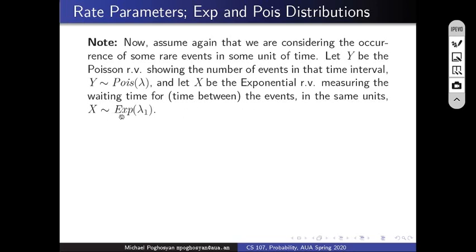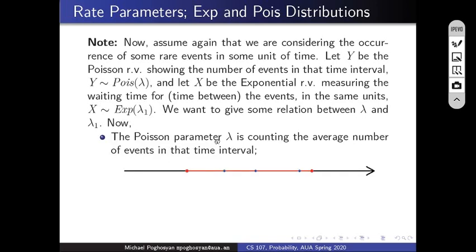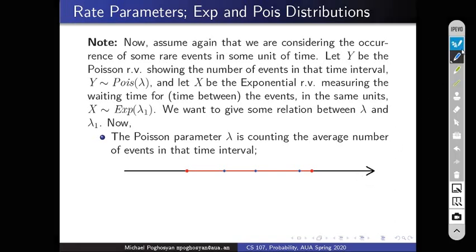And x, the waiting time, is modeled by an exponential with some parameter lambda 1. I want to find the relationship between lambda and lambda 1. Now the Poisson parameter lambda is counting. This is my timeline. So this is time.